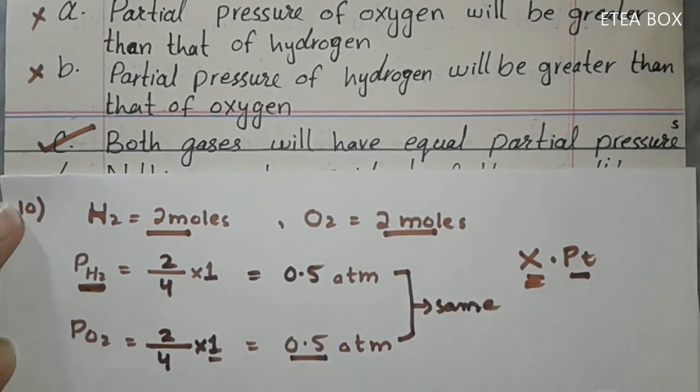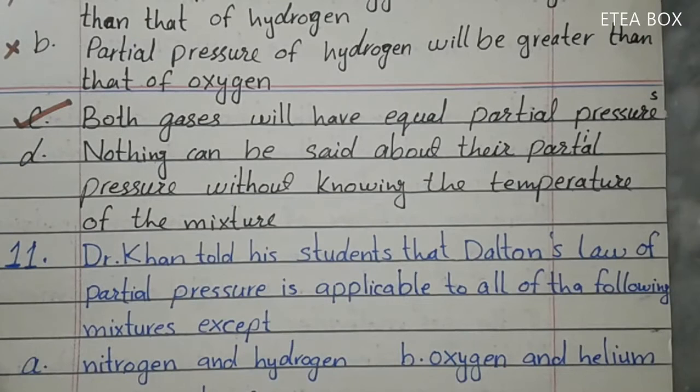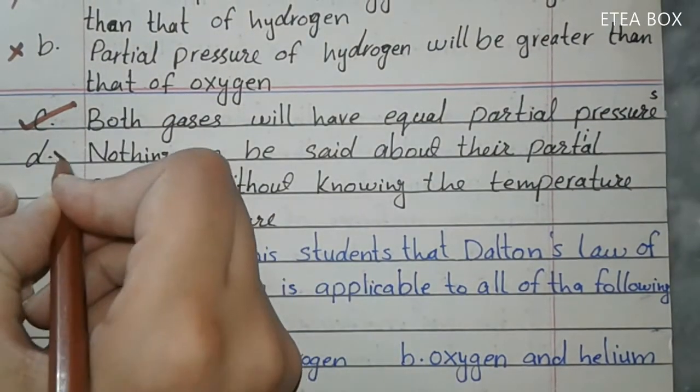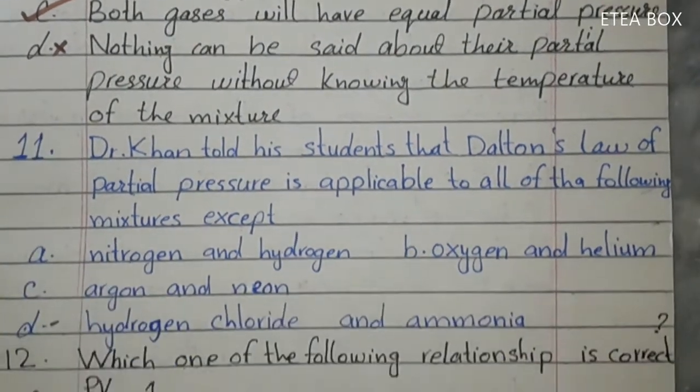Now option C is correct. Option D says nothing can be said about the partial pressure without knowing the temperature. So it's also wrong. We can find it without knowing the temperature of the mixture.